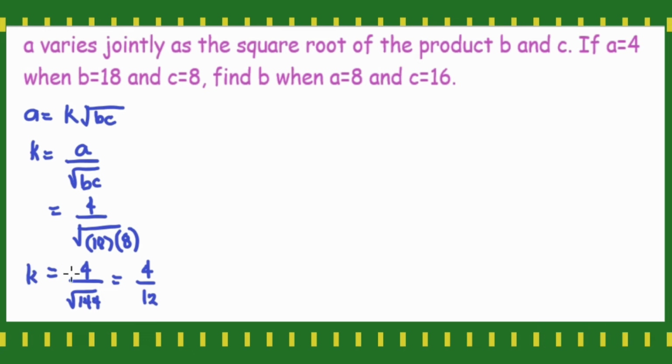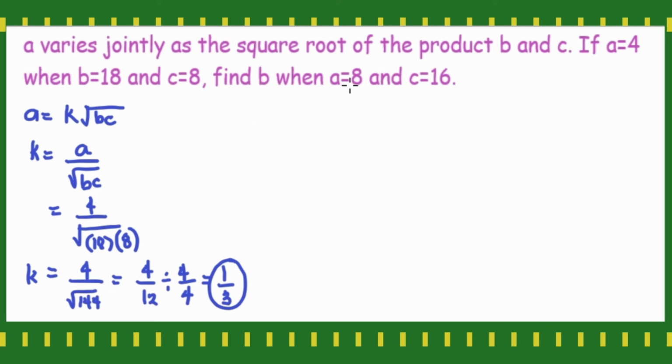So K is equal to 4 over 12, or lowest term natin siya, we can divide it by 4 over 4. 4 divided by 4 is 1. 12 divided by 4 is 3. So K is equal to 1/3. Let's solve the problem now.